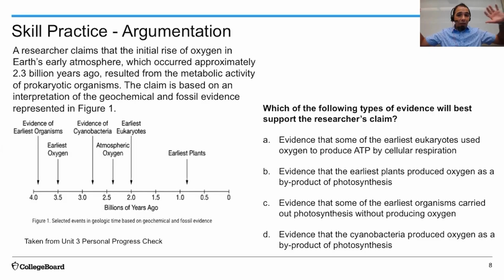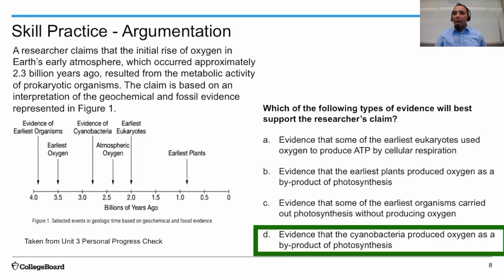And we're back. So hopefully you had some really lively discussion. Again, which of the following types of evidence will best support the researcher's claim? A, who's got A? Again, I'm in my classroom by myself, so I can pretend my students are here. B, maybe a couple of you. C, all right, D. Best answer is D in the green box. Evidence that cyanobacteria, if you noticed, we had talked about cyanobacteria previously, produce oxygen as a byproduct of photosynthesis. So that is the type of evidence that best supports the researcher's claim.